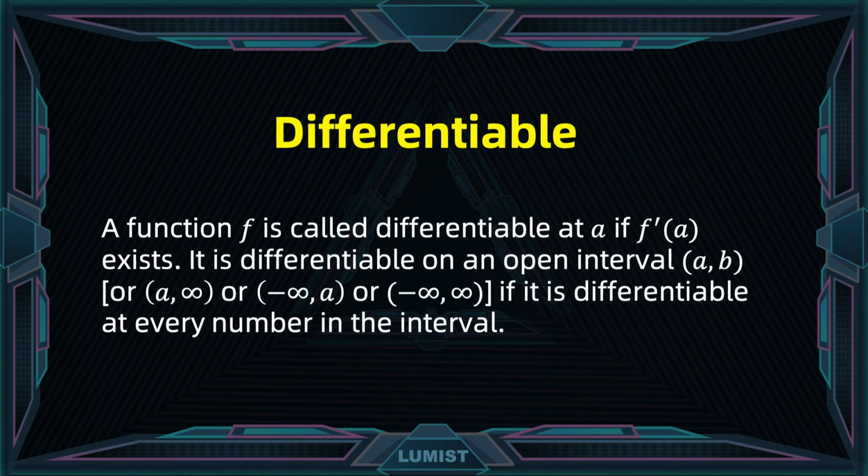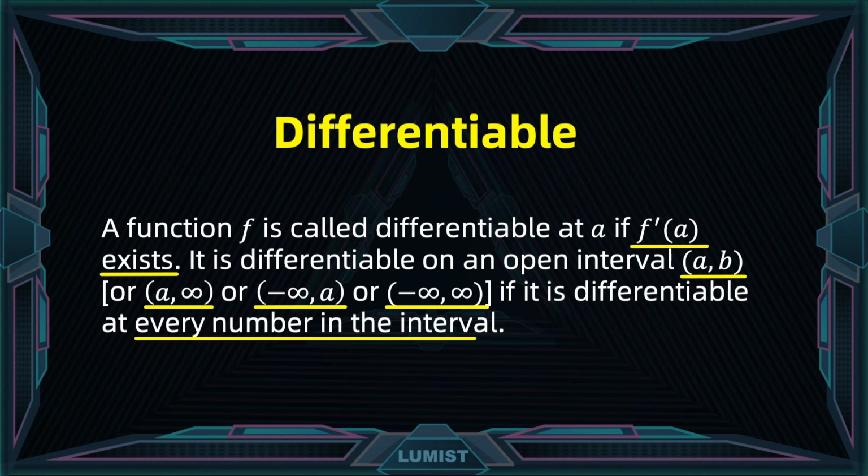Now let us discuss differentiability. A function f is called differentiable at a if the derivative of the function at the point a exists. It is differentiable on the open interval a to b, or a to infinity, or negative infinity to a, or negative infinity to positive infinity, if it is differentiable at every number in that interval.